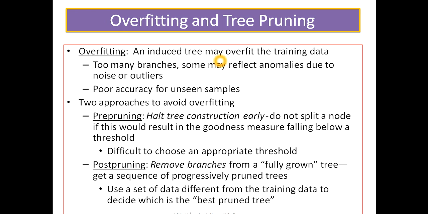Then we have post-pruning. From the name itself, it is very clear that you are going to apply this pruning after the tree construction. So here you will remove branches from a fully grown tree, get a sequence of progressively pruned trees, and use a set of data different from the training data to decide which one will be our best pruned tree. So pre-pruning and post-pruning. Now, a simple question to you: according to you, which one, pre-pruning or post-pruning, will involve less complexity, or which will you prefer?